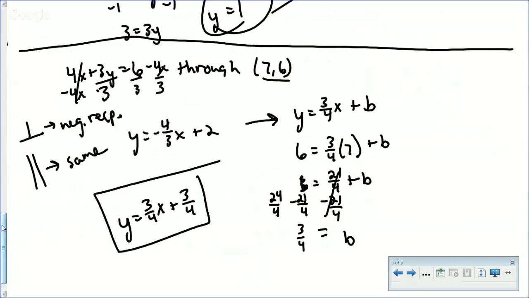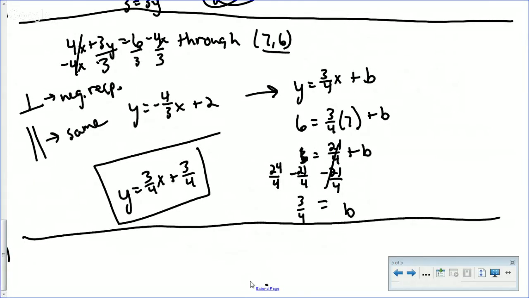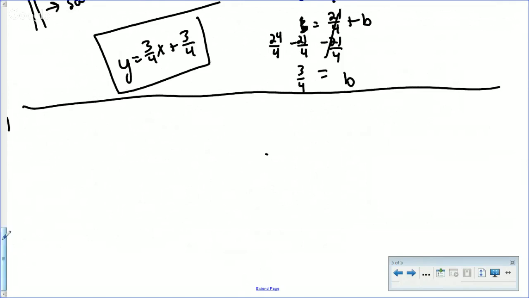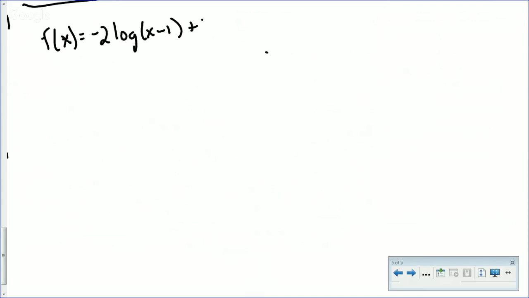All right, so that was kind of some older stuff from semester 1. Semester 2, or this chapter 5 stuff, we will first look at, so we want to graph, give domain and range, and tell what happened to the parent function. And we'll start with f of x equals -2 log(x - 1) + 3.